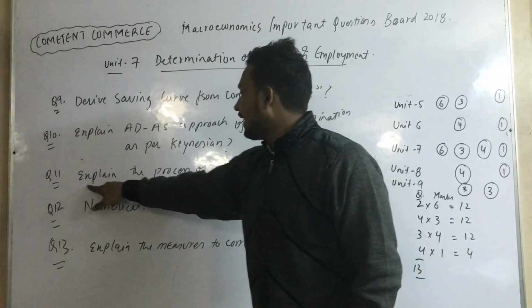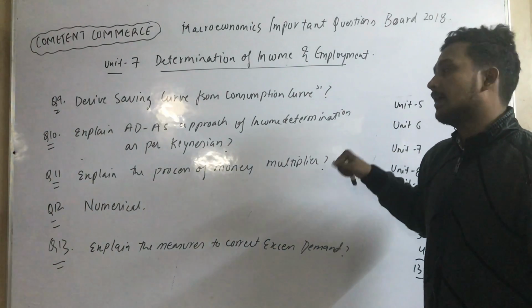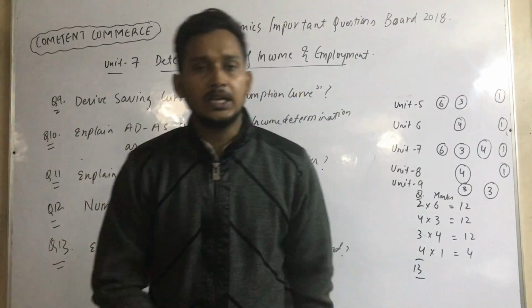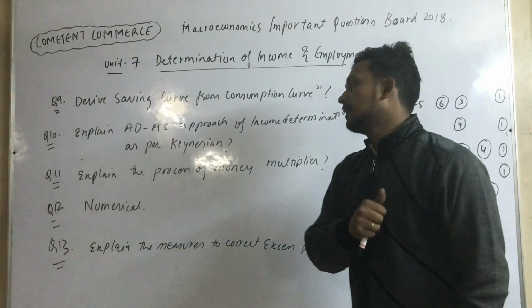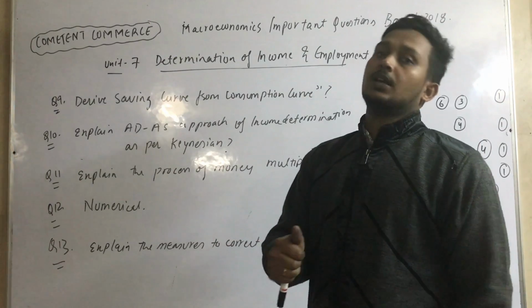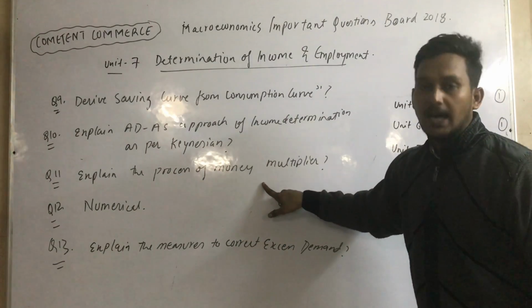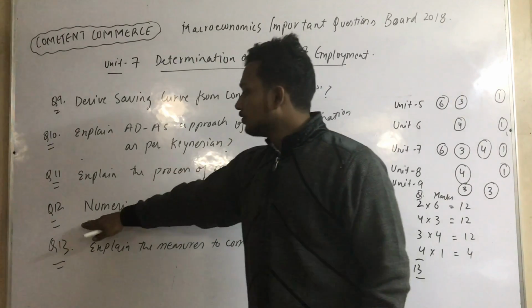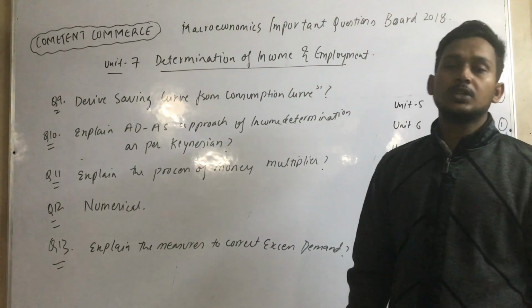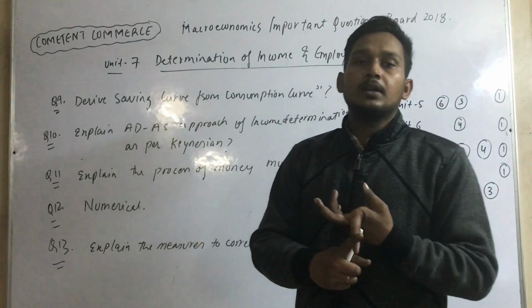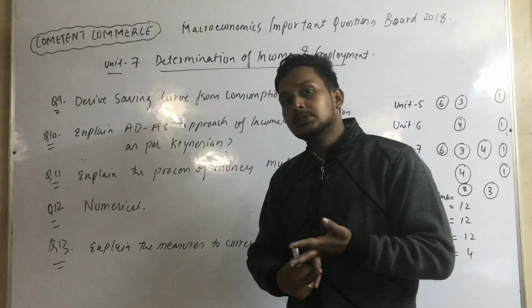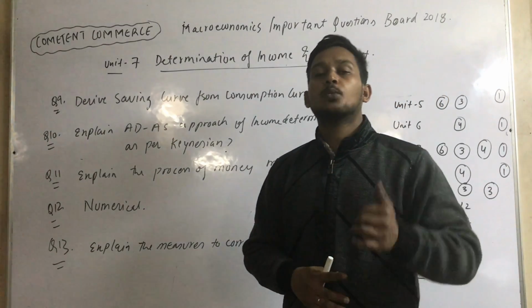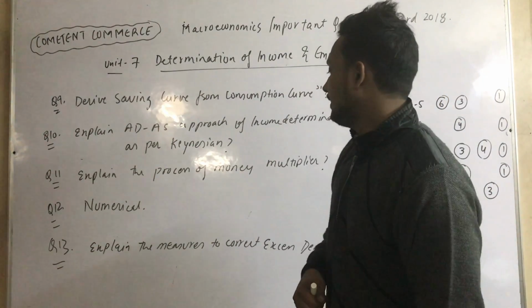Now question number 11 is explain the process of money multiplier. This question is very important for CBSE board exam 2018. This question will definitely be asked in this examination, as in the last examination this question was not asked. Another question is a numerical. The numerical question will be based on the multiplier, APC, APS, MPC, income, break-even point. Asking all these 5 aspects, one numerical question will be prepared.